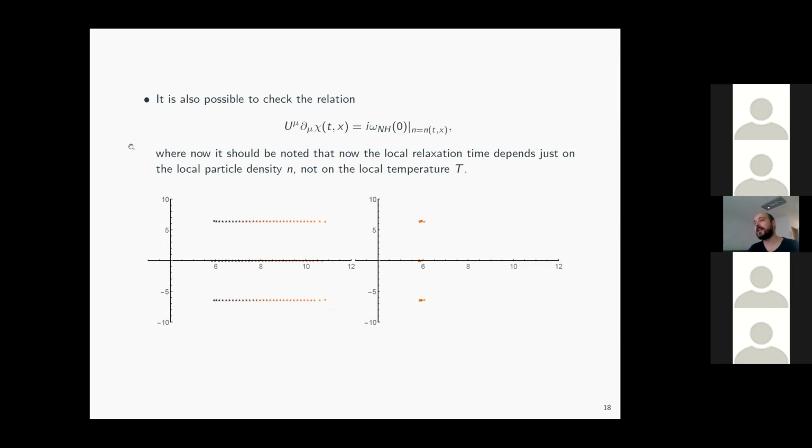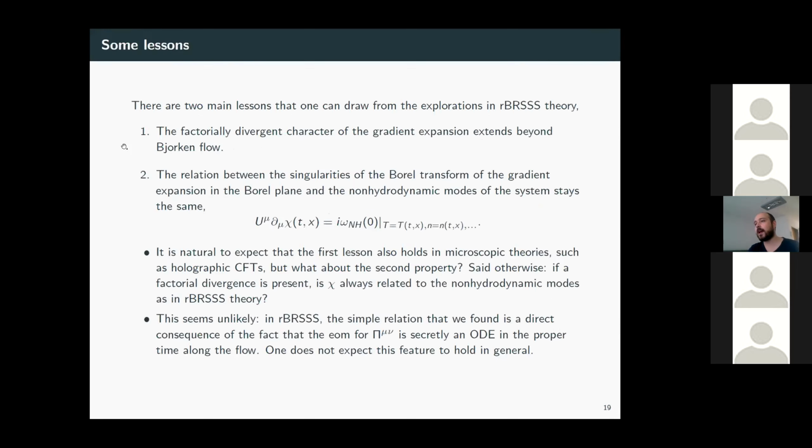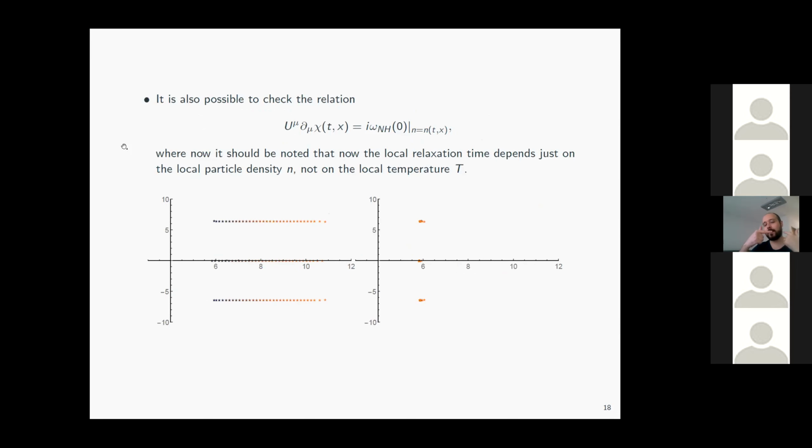And well, you can also check, as you remember, the plots that I have about the Borel plane singularities of the Padé approximant of the Borel transform of the gradient expansion. So you can find those for the initial data that we are considering here in this particular model, and you see that they behave as this formula predicted. But now it has the catch that the relaxation time does not depend on the local temperature; it depends on the local particle density, and you have to take this into account if you want to see the matching. But it's basically the same idea.